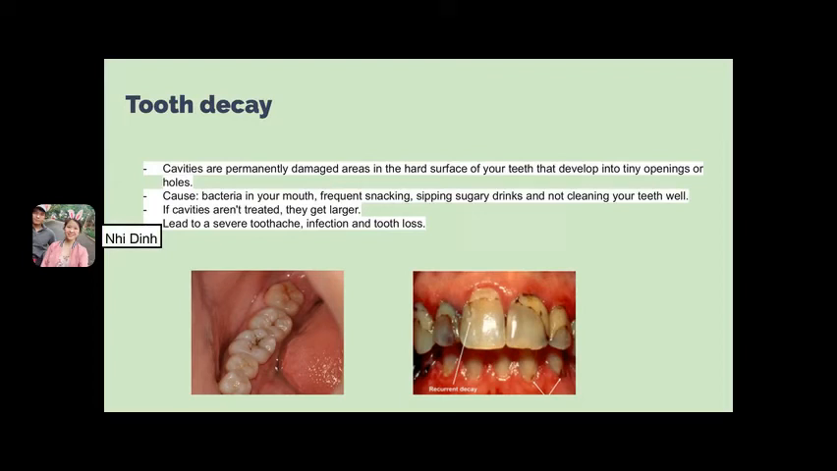A little bit in detail about some oral problems, starting with tooth decay. Tooth decay is also known as cavities. Cavities are defined as permanently damaged areas in the hard surface of the teeth that develop small openings and holes. They can be caused by bacteria in the mouth, frequent snacking, sipping sugary drinks, or poor oral care. If the cavities aren't treated, they get larger and eventually lead to severe toothache, infections, and tooth loss.